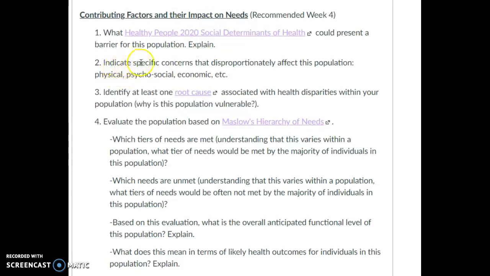The second one, so indicating specific concerns that disproportionately affect your population. Different populations have different concerns that are common amongst the population as a whole. And so for some of those it may be physical, some it's psychosocial, some it's economic. So please go in and specify what concerns are disproportionately affecting your specific population.